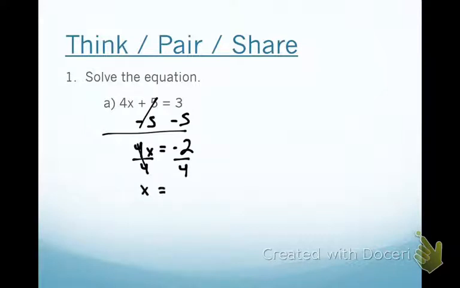This cancels out. Now listen, a lot of you then said, negative 2 divided by 4 equals negative 2. Well, guys, that is not the case. 4 divided by 2 is 2. But what is this reduced? Negative 1/2 was the correct answer.